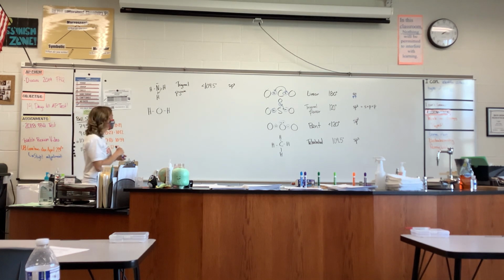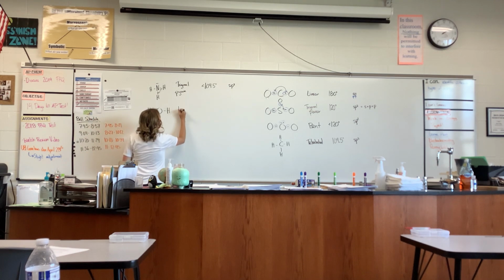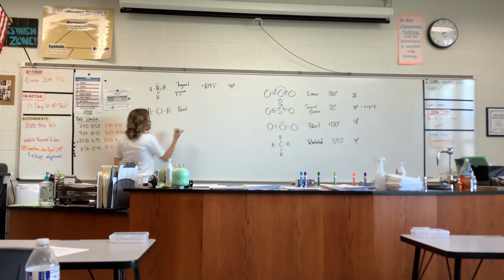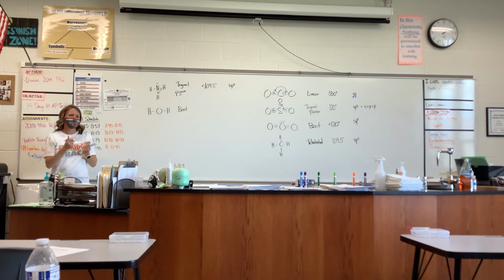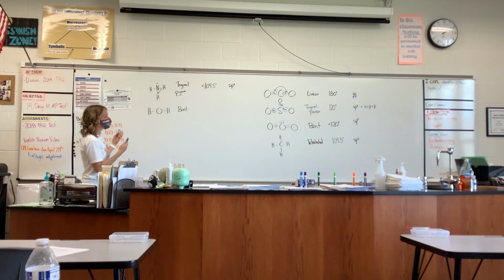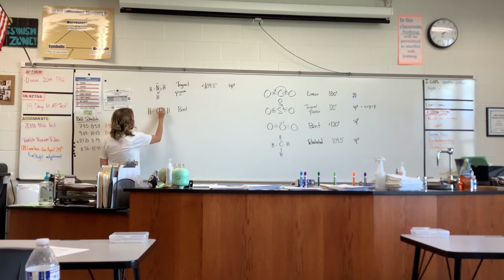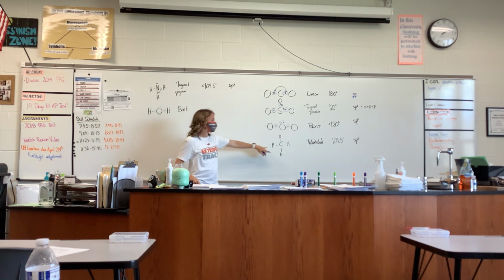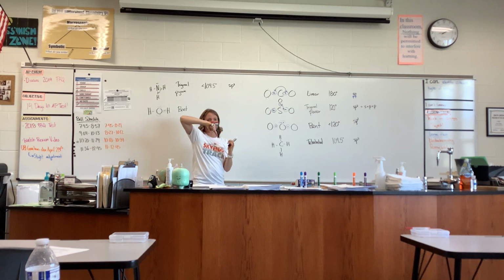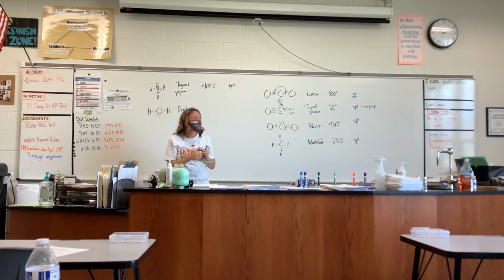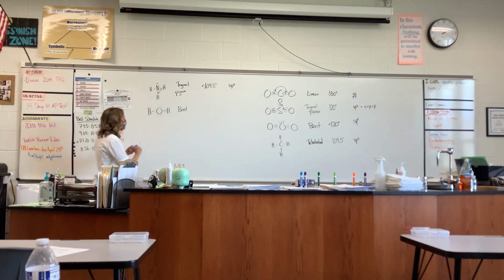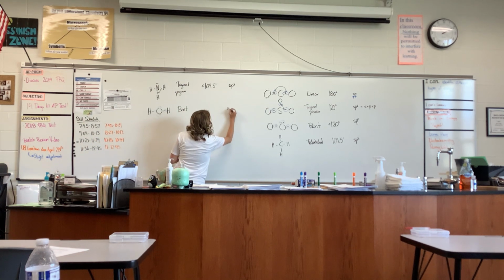What's this one called? Linear. That's called water. Oh, that one's bad. The way I always think about geometry is I go off domains. It has 4 domains, so 4 domains always makes a tetrahedral shape, your tripod with a stick. But now 2 of the sides are lone pairs, so that's how you get the bent shape. It's water, but still sp3 hybridization.